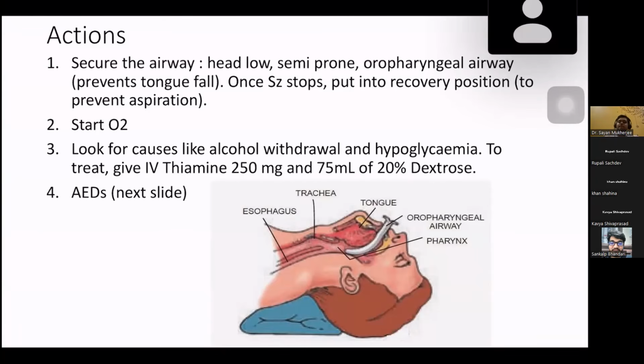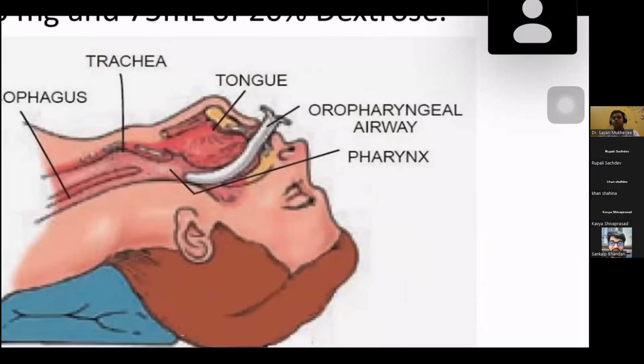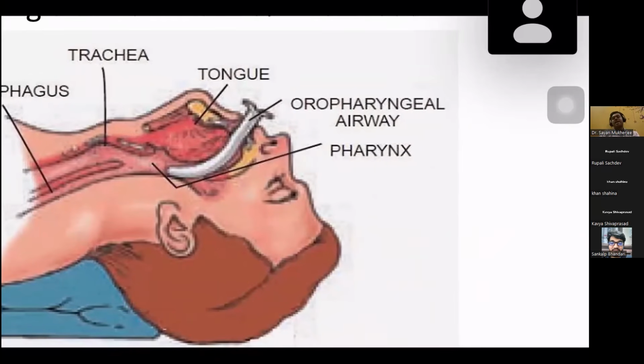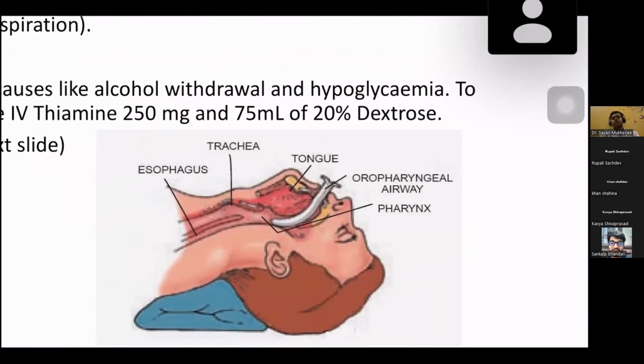This is a good example of how he's positioned. He's lying on his back and his tongue is elevated so that it doesn't fall back. And then you can use an airway adjunct. As you can see here, this is an oropharyngeal airway. It's also called a Guedel airway. You use it to bypass the tongue and create an airway through the mouth. It prevents the tongue from falling back and closing this area, which is the windpipe, the trachea. So you have to protect the airway, which is very important.